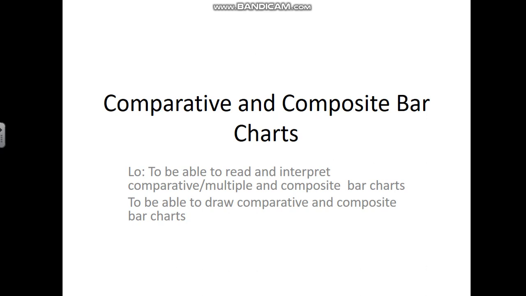Okay, so this video is about some more bar charts called comparative and composite bar charts. So comparative we sometimes call multiple bar charts. Composite bar charts are sometimes called compound bar charts. Okay, so let's have a look and see what they are and what the key features are.